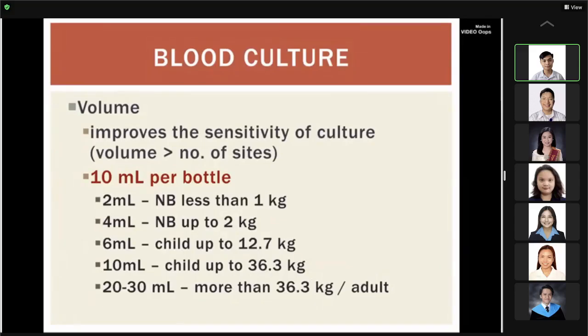However, we can be flexible for newborn and children. For newborn, especially those less than 1 kilogram in weight, at least 2 ml. For those up to 2 kilogram, at least 4 ml. For child up to 12.7 kilogram, at least 6 ml. And for those up to 36.3 kilogram, at least 10 ml. For adults and those who weigh more than 36.3 kilogram, the desired volume is at least 20 ml to 30 ml.